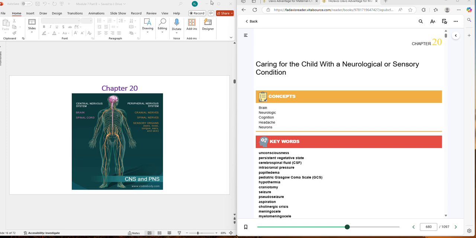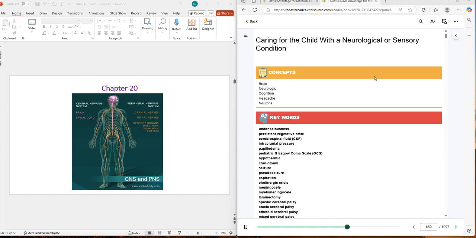Going over chapter 20 in the Davis book. This is caring for the child with a neurological or sensory condition. Of course, you remember the central nervous system, which consists of your brain and spinal cord, and then your peripheral nervous system is everything else. So your cranial nerves, your spinal nerves, your sensory organs. Okay.